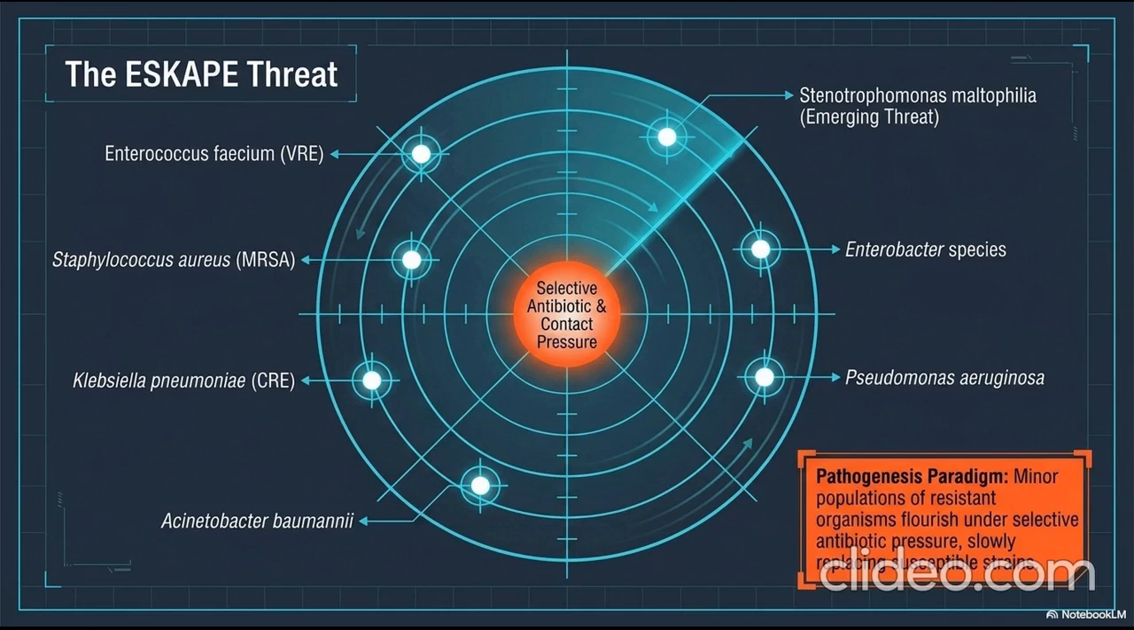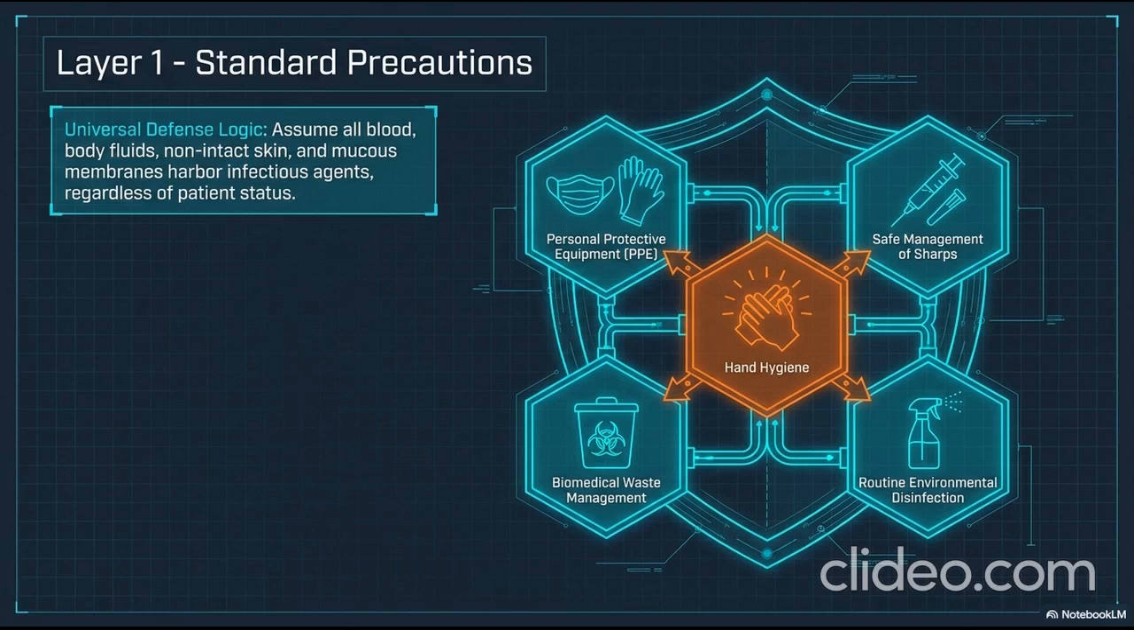We must also confront the escape threat, which includes pathogens like MRSA, VRE, and CRE that flourish under selective antibiotic pressure. Minor populations of these resistant organisms slowly replace susceptible strains when contact and antibiotic pressures are high. Emerging threats such as Stenotrophomonas maltophilia and Acinetobacter baumannii represent the ongoing evolution of these clinical challenges.